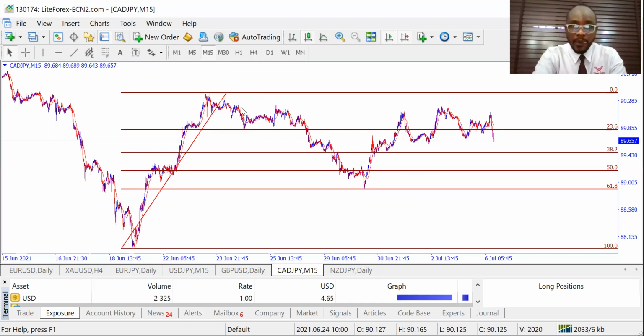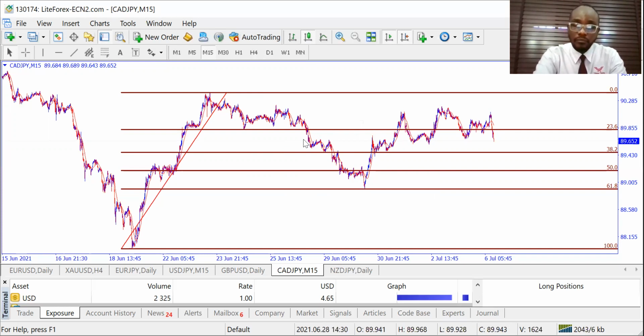Now, notice that when it got to 23.6, it went back. As soon as it got to 38.2, it went back a little more. As soon as it got to 50%, you notice it ranged. Went back a little, then got to 61.8, then went backwards. The market reverses at these various points.